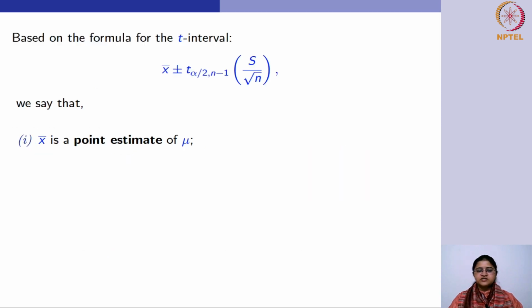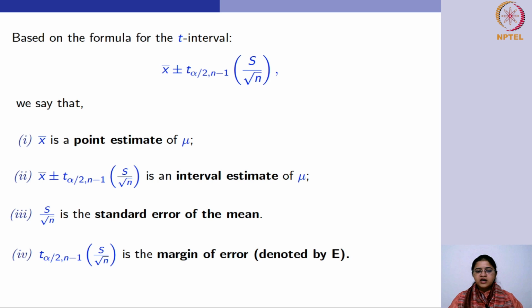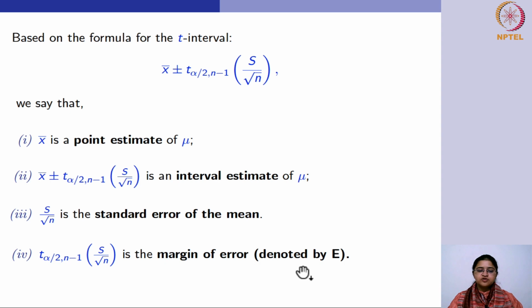Now again, x bar is a point estimate for mu. And if you consider the entire thing, that would be an interval estimate. s by root n is the standard error. And finally, t alpha by 2 times s by root n, this portion over here, is the margin of error. If this is the margin of error, it means the width of the interval would be twice of that, because the width of the interval is twice t alpha by 2 n minus 1 times s by root n.